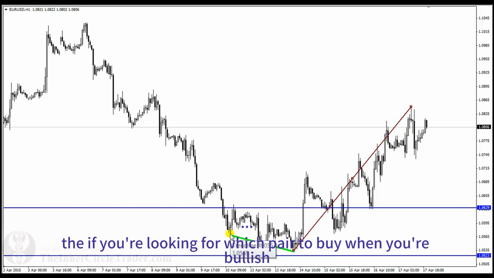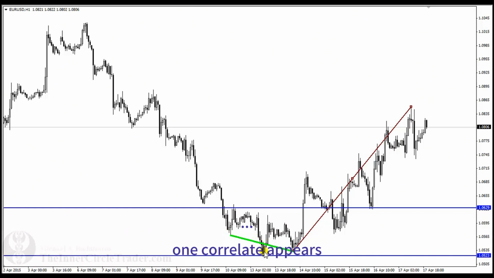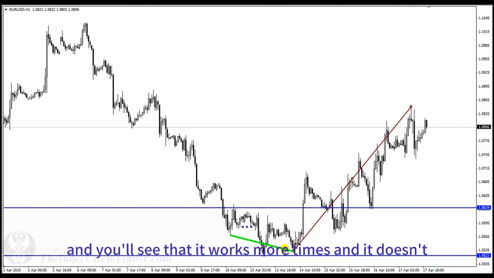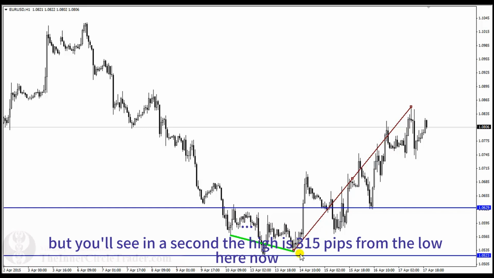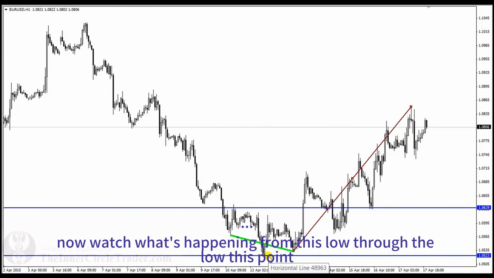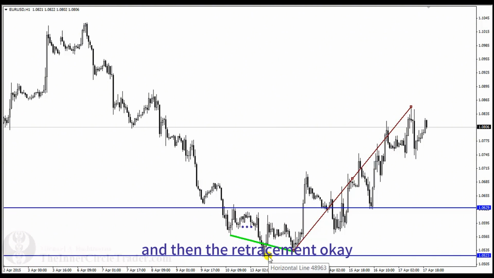Okay, now watch what's happening from this low through the low, this point, and then the retracement. Okay, the low is lower here. So it's down, even though it does react. It's from this low to the low here on both ends, because what we're doing is we're measuring market structure relative strength. What? Not RSI, the indicator. I'm showing you how to measure market structure's relative strength. You're not going to find that in any books, are you now?